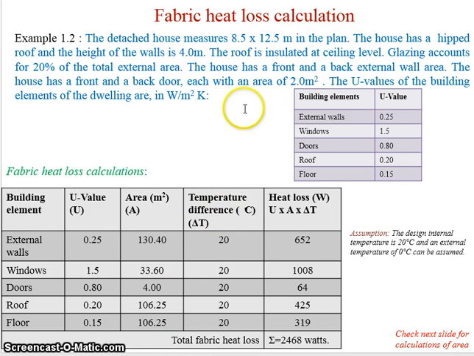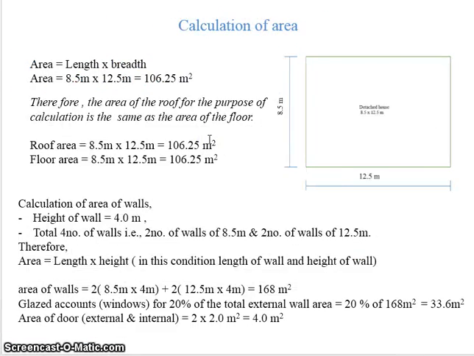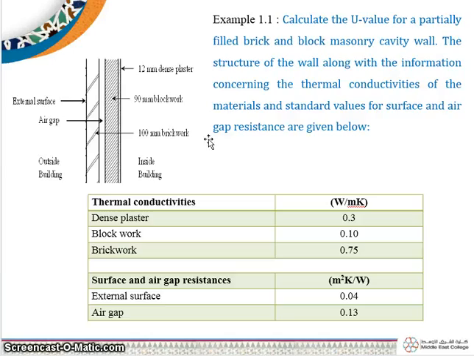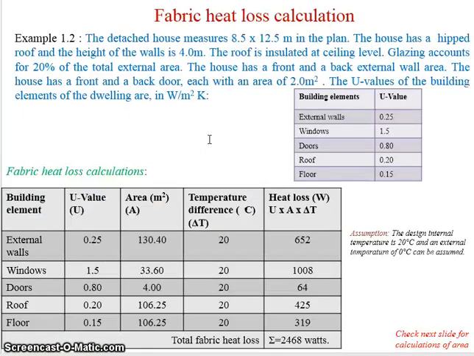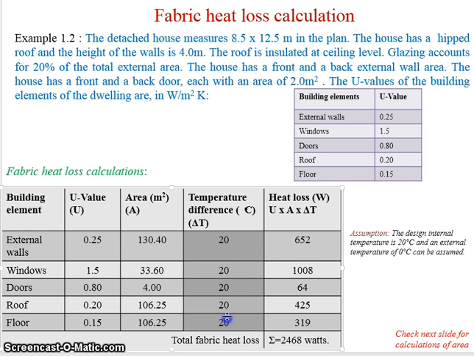The temperature difference: you can see this temperature difference. Generally, we assume the design internal temperature is 20 degrees centigrade and the external temperature is 0 degrees. So delta T means the difference between internal and external. So 20 minus 0 is 20 degrees. So it is equal throughout this calculation.